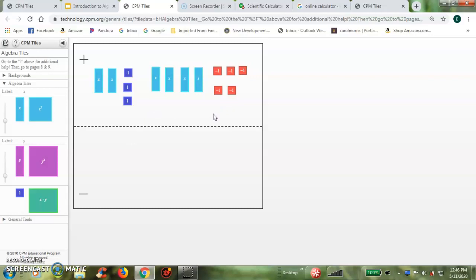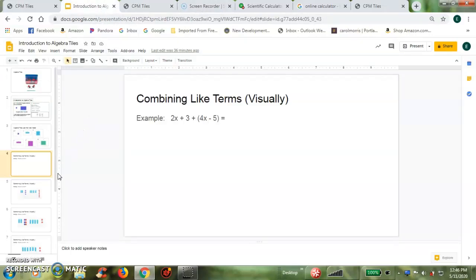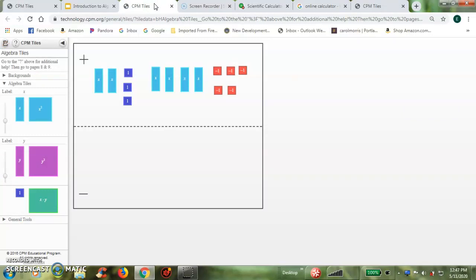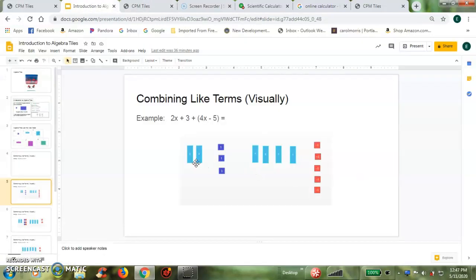That's really a good way to be thinking about subtraction problems at this point: combining negatives. All right, so let's go back to the slideshow. You can see here, sort of a similar setup. I didn't have them exactly in a row, doesn't matter, but 2x plus 3 plus 4x minus 5.